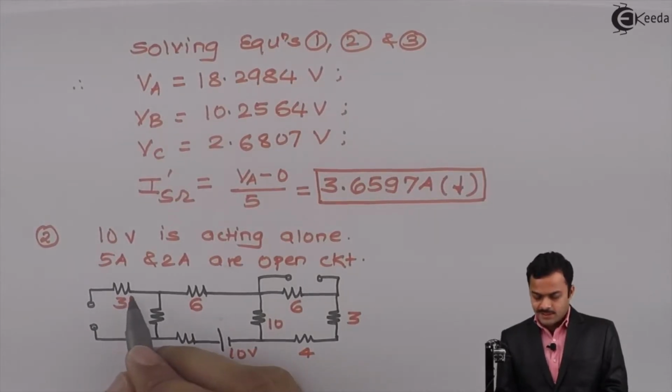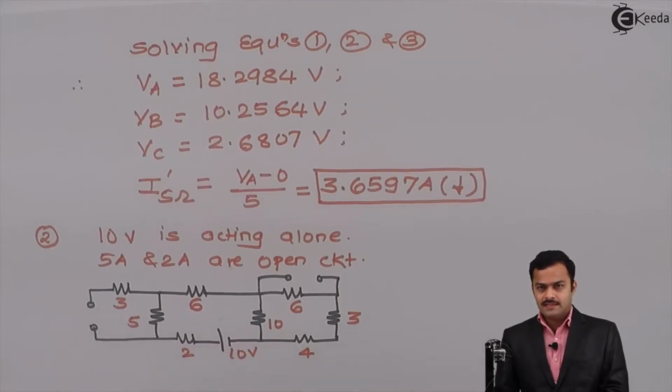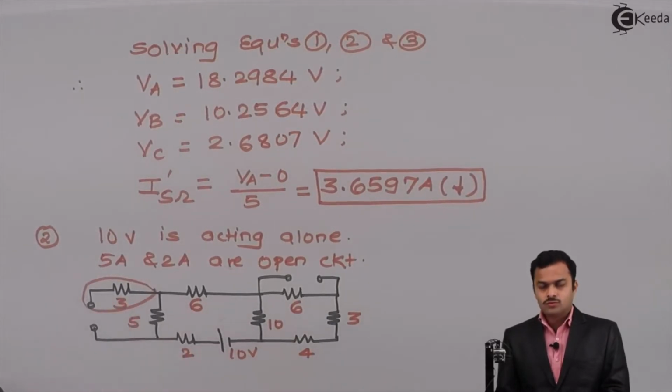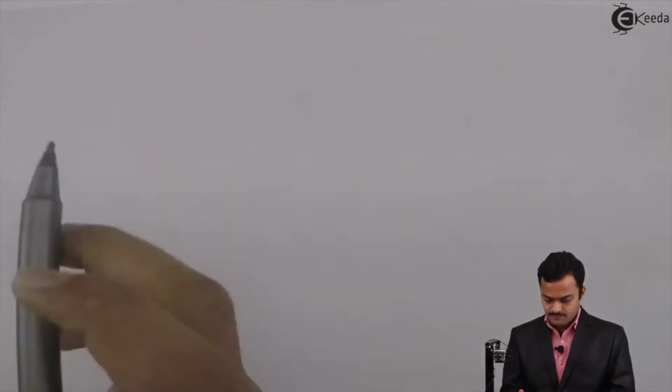Resistances will remain as they are, as I said earlier. Now this 3 ohm is connected to an open circuit. We have seen earlier that whenever a resistance is connected to an open circuit, that resistance is redundant. So no need to consider 3 ohm while analyzing the rest of the circuit. So I will get a circuit. Let's draw once again.